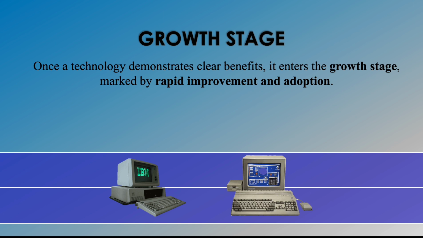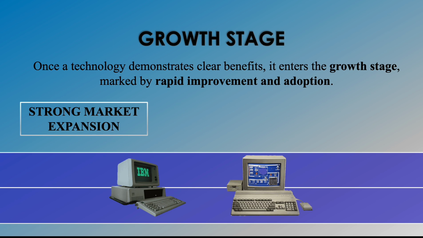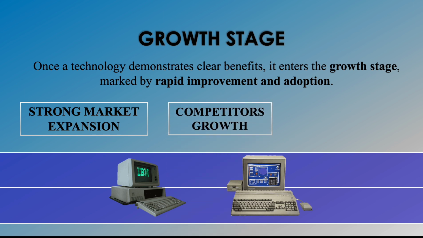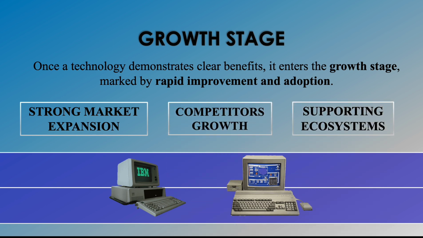Once a technology demonstrates clear benefits, it enters the growth stage, marked by rapid improvement and adoption. Production scales up, costs begin to fall, and performance improves quickly through innovation and competition. This period is often characterized by a strong market expansion, a growing number of competitors, and the rise of supporting ecosystems like apps and accessories. Companies usually invest heavily in marketing and differentiation, trying to establish brand loyalty.